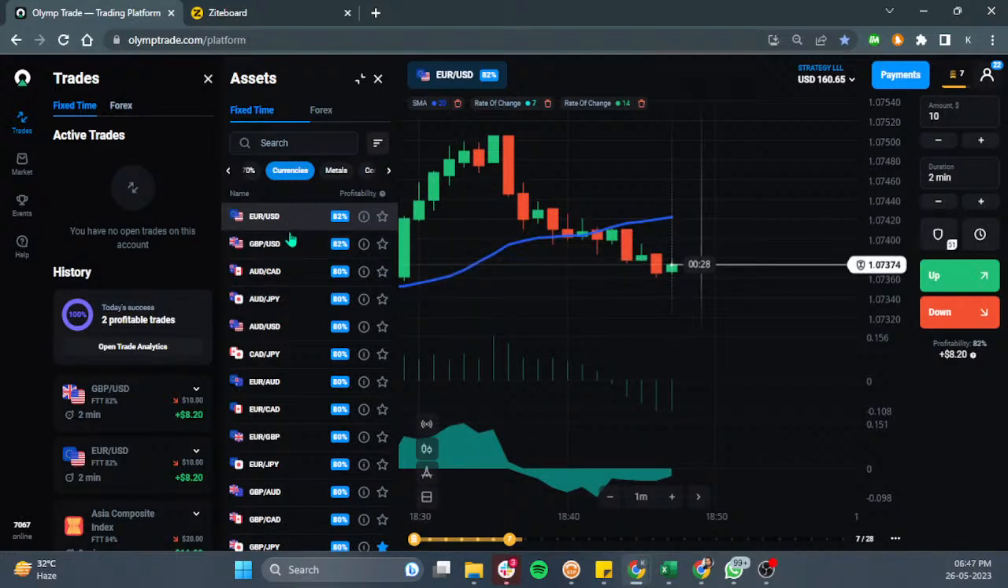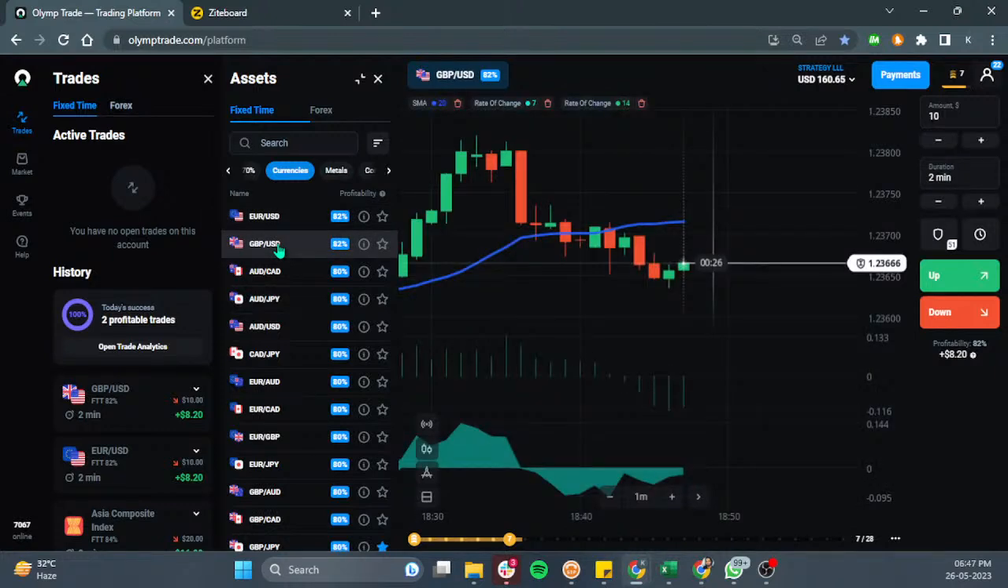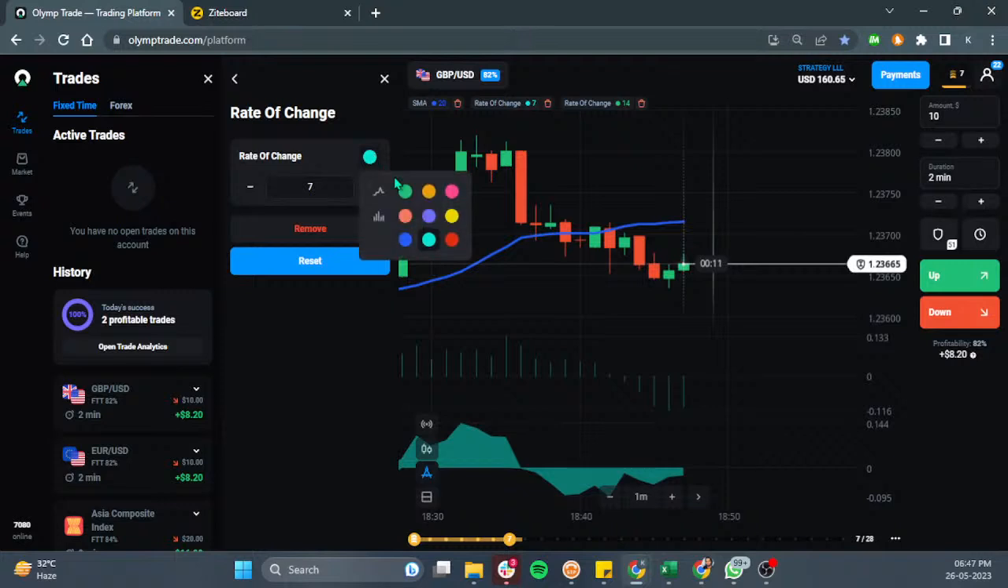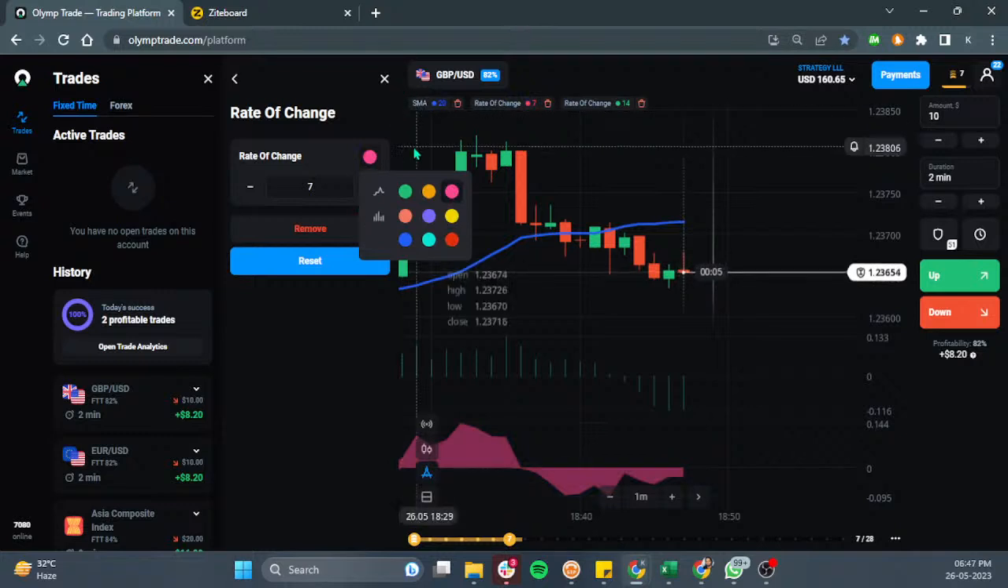So I'm not opening a trade on Euro USD at the moment. Same situation is over here, guys. The crossing has happened. This is in downward direction, but if you see right now, the trend is showing upward from here. So that's why I will not be opening a trade. In case there's an issue with the color, you can change the color as well. Like for example, this one, or maybe this one.